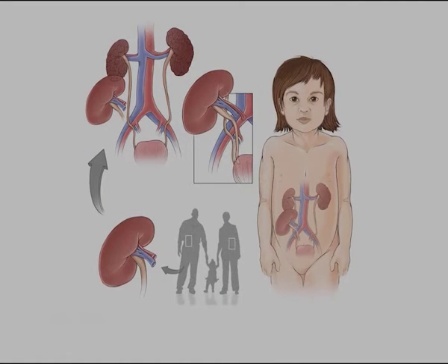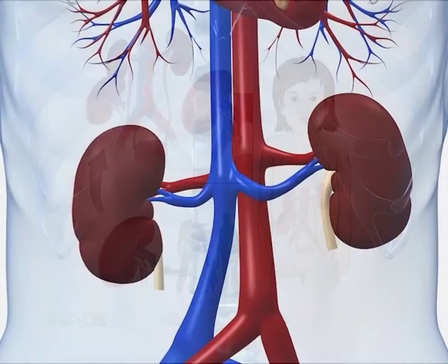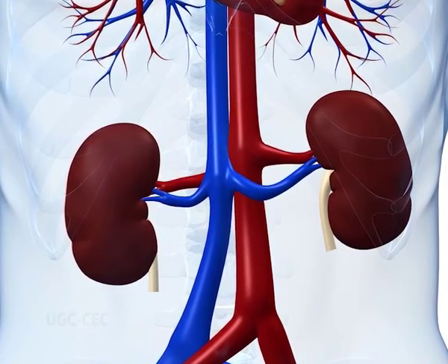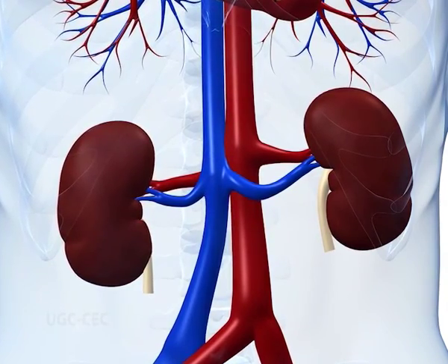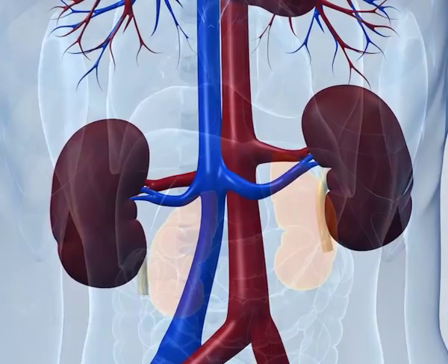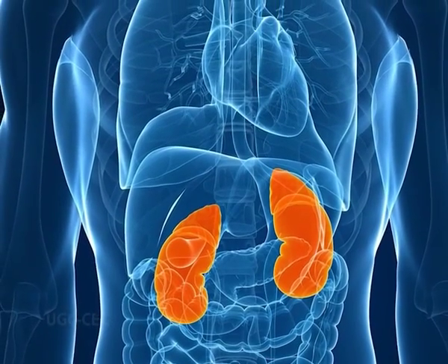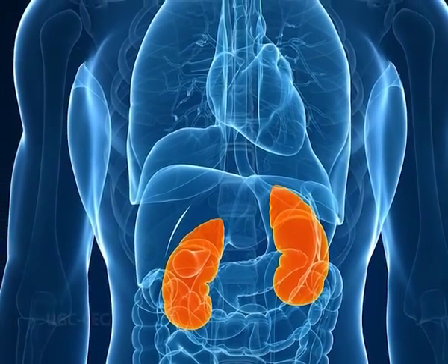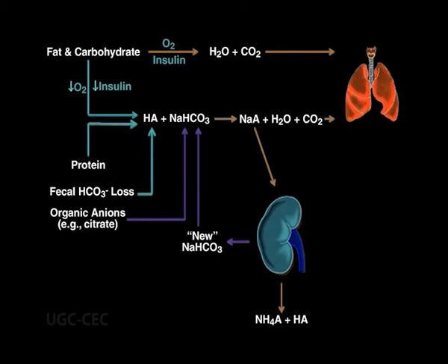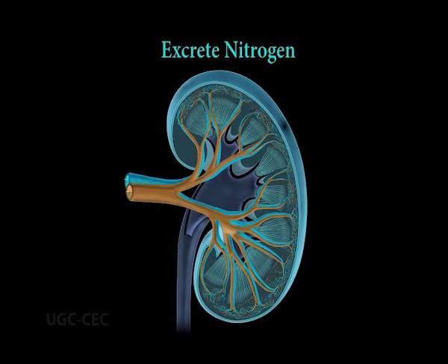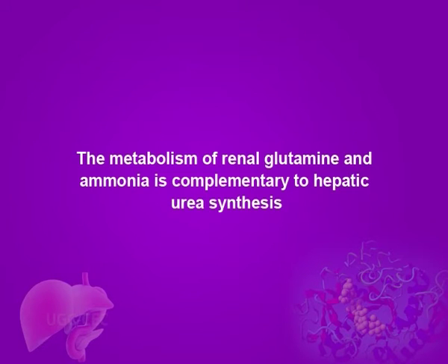Another organ that plays a role in the synthesis and inter-organ exchange of several amino acids is the kidney. However, there is very limited information available in this regard. Primarily, glutamine is metabolized into ammonia by the kidney. This process is sensitive to pH and serves to maintain acid-base homeostasis and to excrete nitrogen. The metabolism of renal glutamine and ammonia is complementary to hepatic urea synthesis.